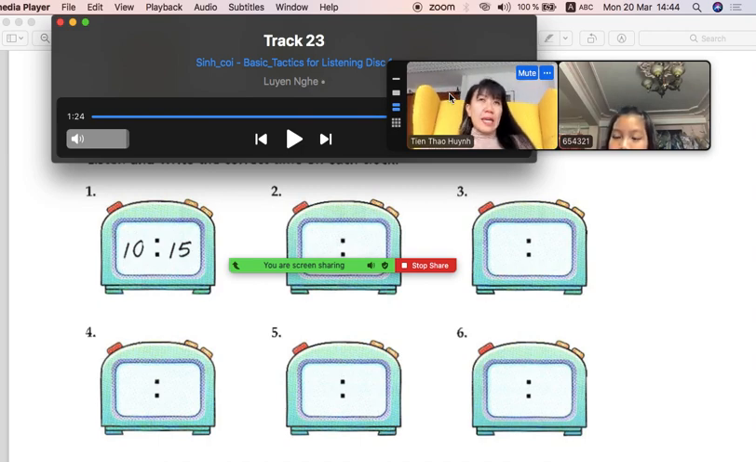Or you can say, for example, do you have a watch? Do you have a watch? So it means that people know that you would like to ask about the time, right?